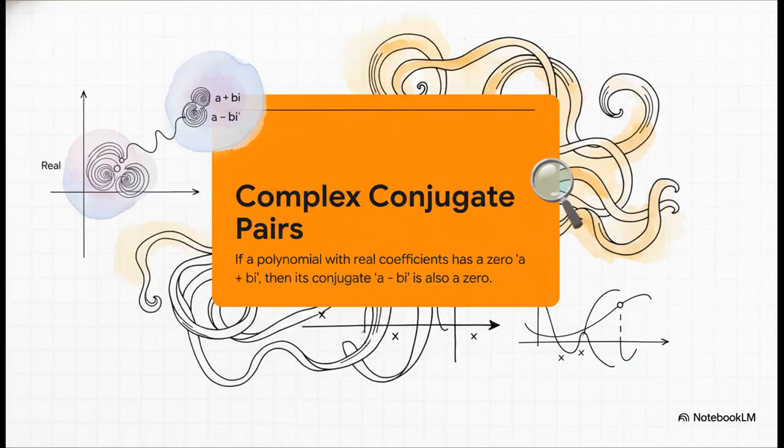Now for our first huge clue, the complex conjugate pairs theorem. This basically tells us that imaginary zeros are never loners. If you find one, like a plus bi, you've automatically found its partner, a minus bi. They're a package deal, always. And that, my friends, is a massive shortcut in our investigation.